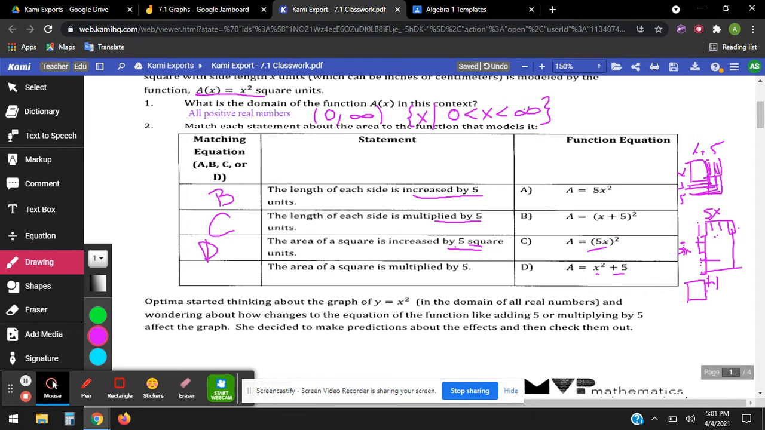And the area of the square is multiplied by 5. So again, we have the area, and then we need to multiply it by 5 first. So this means we're going to square it first, then multiply it.